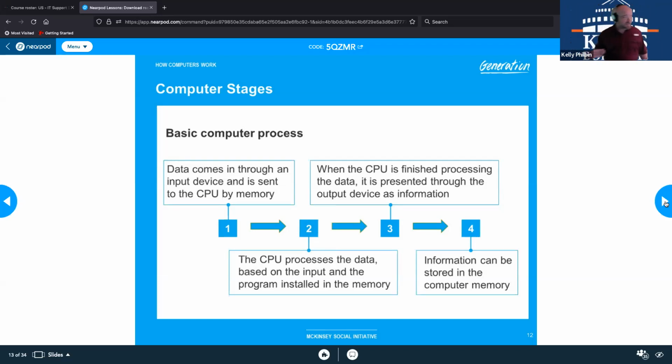Or it can be stored in computer memory for long-term storage. That's just the basic input, how information flows through a computer. Again, we will get into this in much more detail. We are just exposing ourselves to the flow of information through a system.